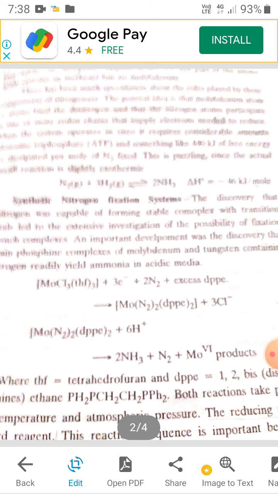Synthetic nitrogen fixation systems. The discovery was that dinitrogen was able to form a stable complex, and this stable complex was formed by molybdenum, and this produced products of nitrogen. Then we had diphenyl phosphine ethane. This diphenyl phosphine ethane was produced at higher temperature, acting with a reducing agent such as Grignard reagent. This Grignard reagent was in use in in vitro nitrogen fixation.